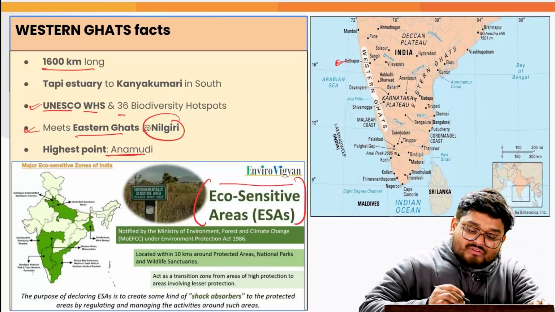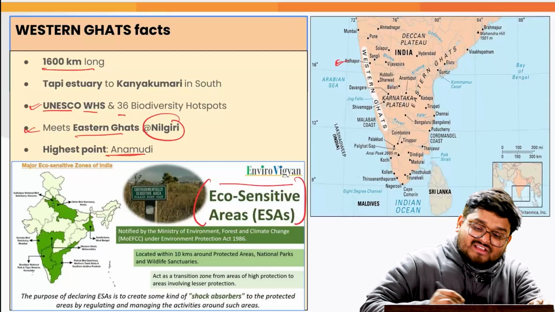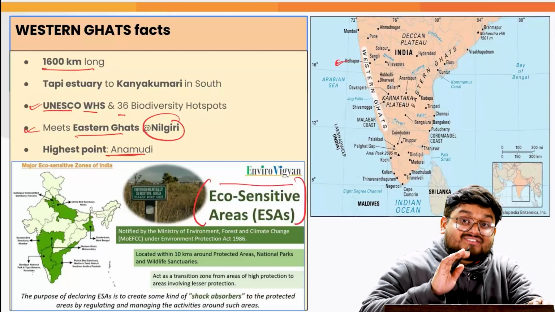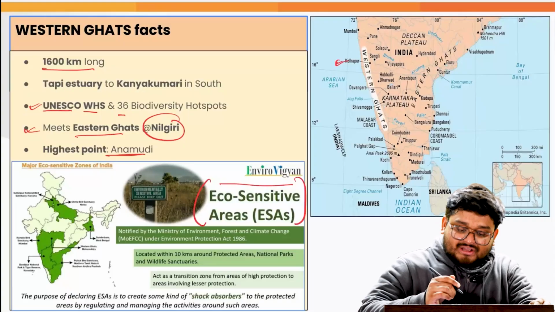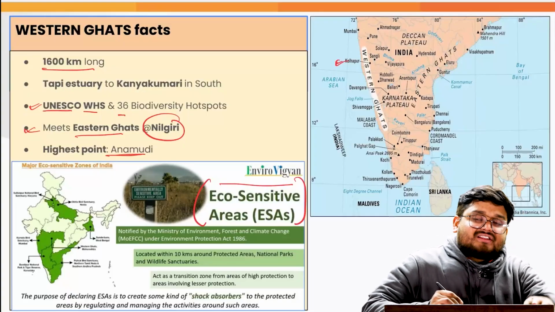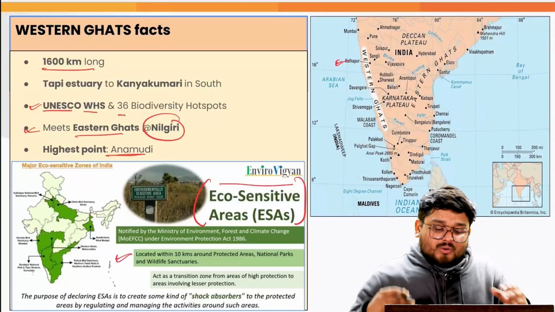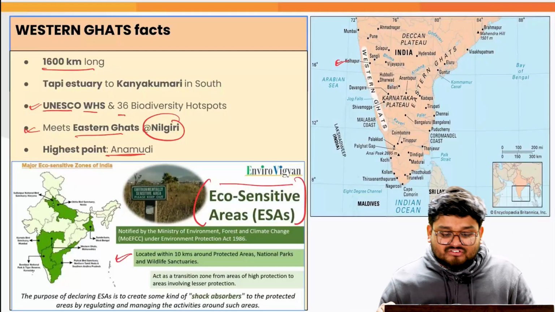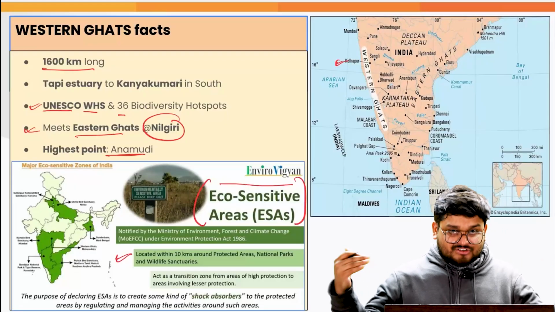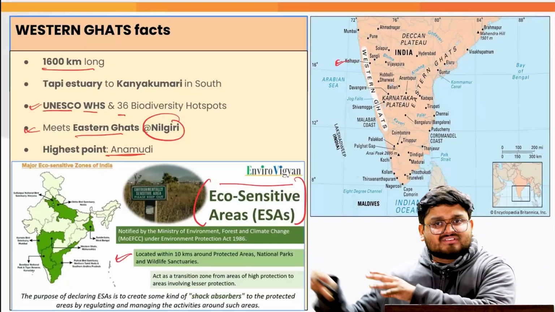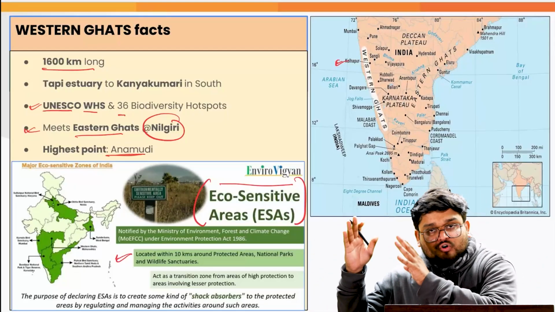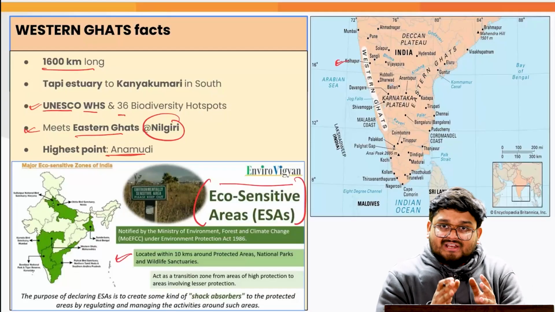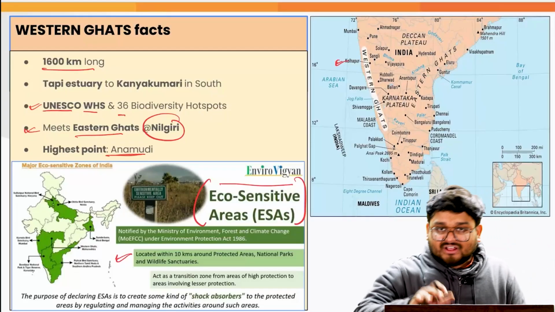Now, when we talk about ecologically sensitive areas, as we can see, most of the Western Ghats is declared as an ecologically sensitive area. Correct? So generally these ESAs are located within 10 kilometers of protected areas such as national parks, tiger reserves and wildlife sanctuaries, and they act as a transition zone from human settlements such as cities and factories to mildly forested areas and then to those protected areas, right?